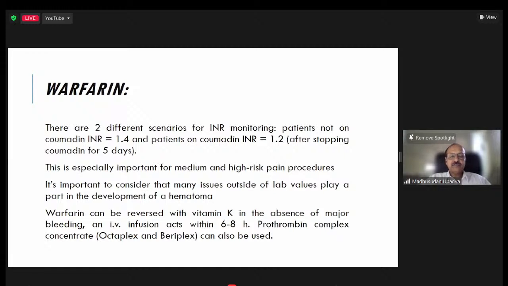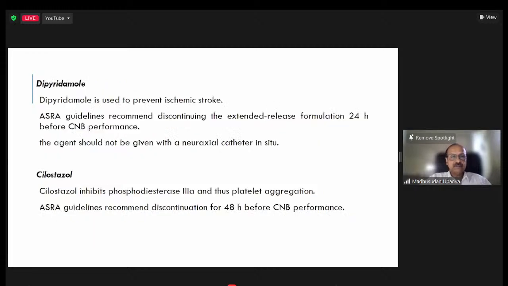And as far as possible for an elective surgery, don't try the shortcuts like reversal with vitamin K. And you do that even after, maybe after the INR refuses to normalize, even after 5 days of stoppage of coumadin derivative. That is warfarin. Okay? And prothrombin complex concentrates can also be used to reverse the warfarin effects.